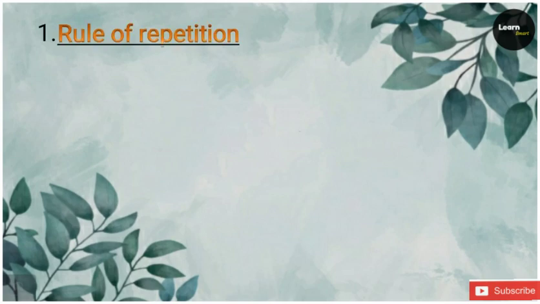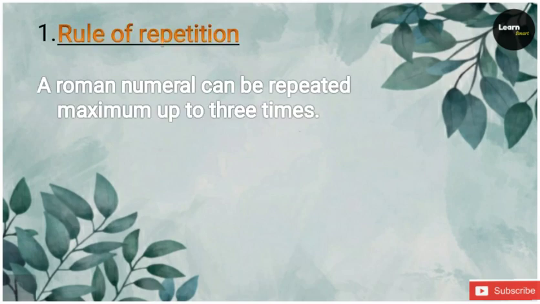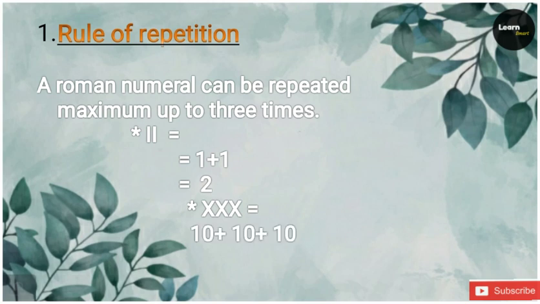Rule of repetition. A Roman numeral can be repeated a maximum of 3 times. I represents 1 and another I represents 1. So, we add: 1 plus 1 equals 2. X represents 10 plus 10 plus 10. We get 30. It means XXX represents 30.